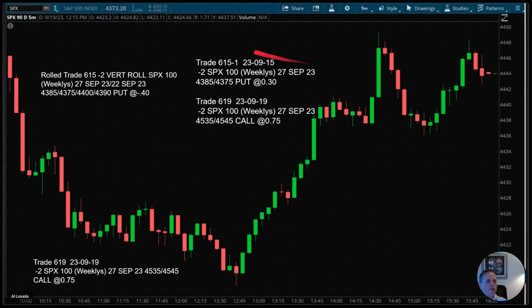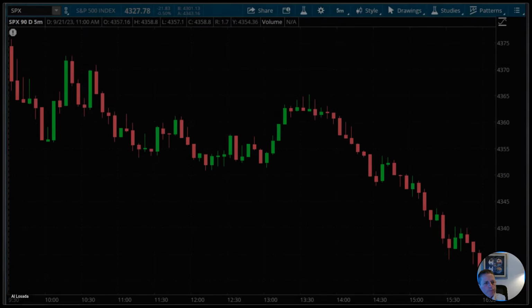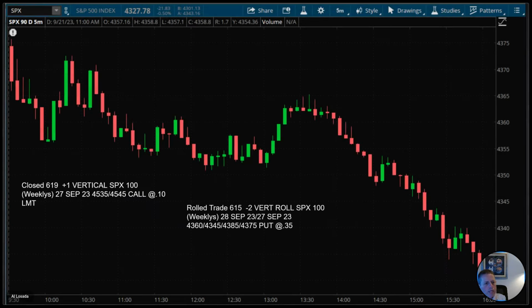And then what we had after that, we had 30 cents and 75 cents. And so that gave you $1.65 for that premium, okay? So it went up a little bit after we rolled it. Now we got a position here, call side that closed for 10 cents. We rolled this position, the put position, and received a 35 cents credit. And sometimes you can do that, okay?